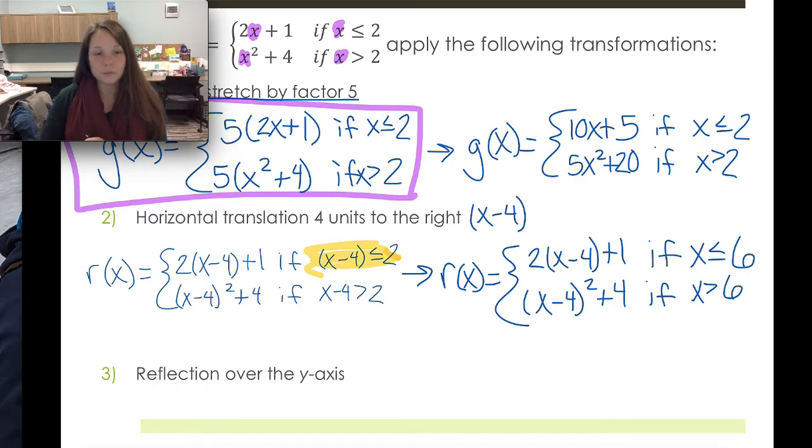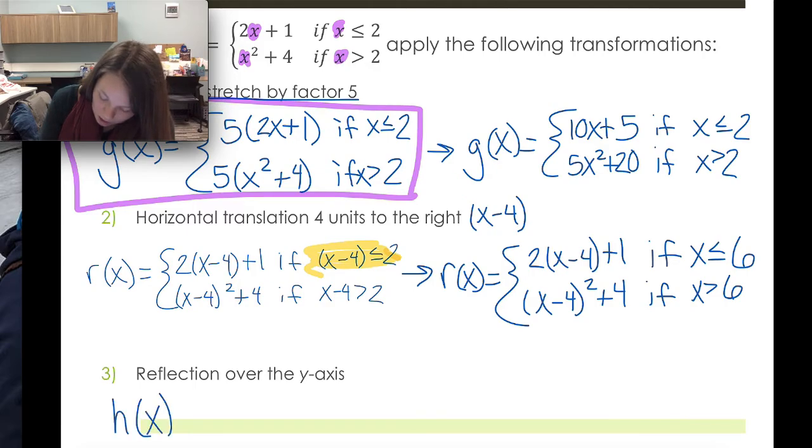All right, let's do one more, and then I'll have you guys try example 2 on your own. So the last one is a reflection over the y-axis. A reflection over the y-axis is a horizontal transformation. It's taking all of the normal x values and making them negative, or making them opposite of what they were.